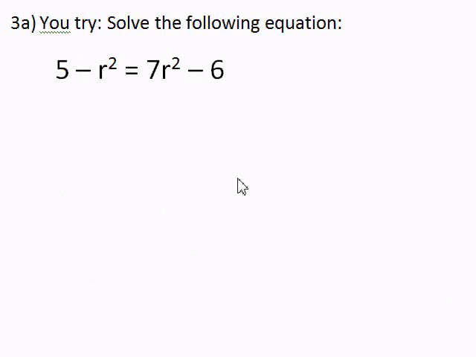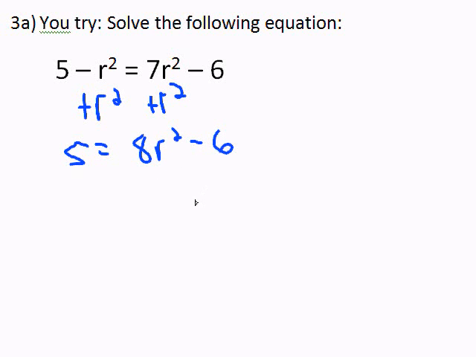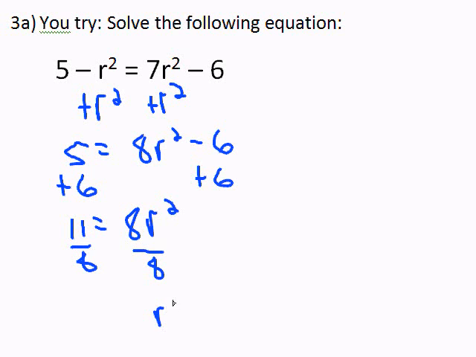Go ahead and try this example on your own, pressing pause and press play when you're ready to see the answer. For this one, I would choose to, you could do it differently, I would choose to get rid of the minus r squared by adding r squared to both sides. Give me 5 is equal to 8r squared minus 6. Get r squared by itself by adding 6 to both sides, giving us 11 is equal to 8r squared. And then go ahead and divide both sides by 8, giving us r squared is equal to 11 over 8.